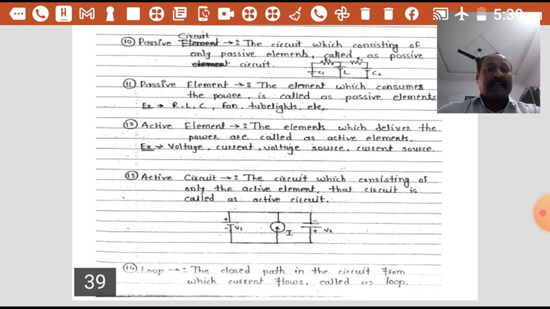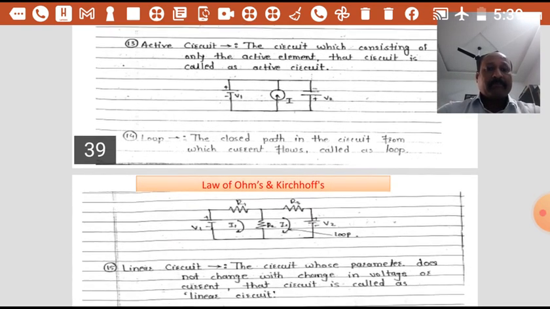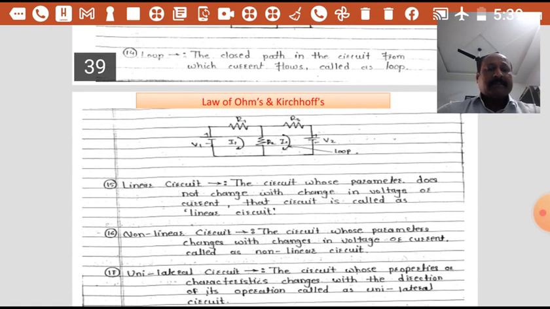Before that, see this diagram. This diagram consists of two loops. From the first loop, current I1 is flowing, and from the second loop, I2 is flowing. So a circuit may consist of two loops, sometimes one loop or three loops. The number of loops equals the number of loop currents. If one loop is there, one current will flow. If two loops are there, two currents will flow. If three loops are there, three currents will flow. Then the next one is the linear circuit.